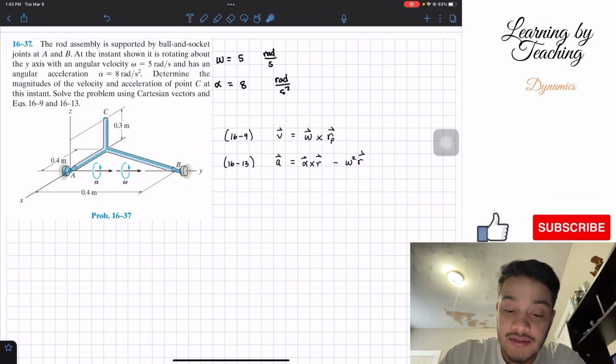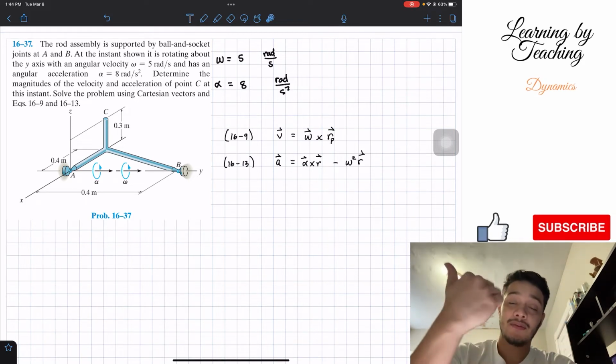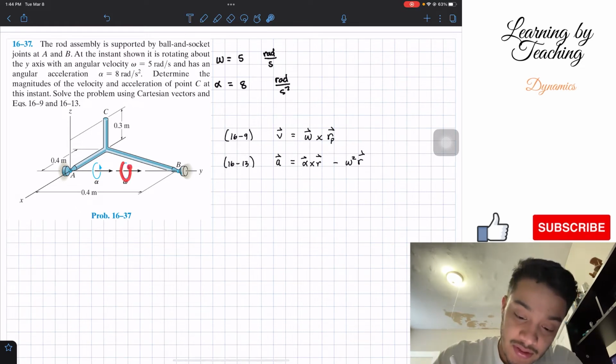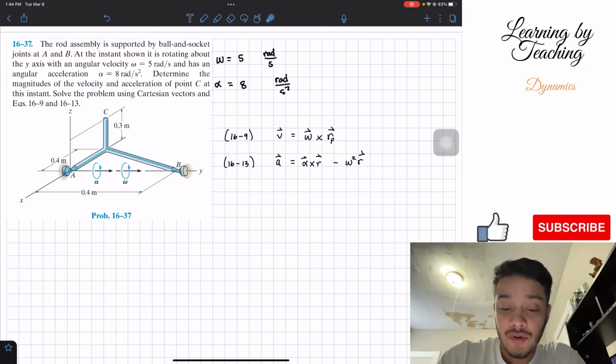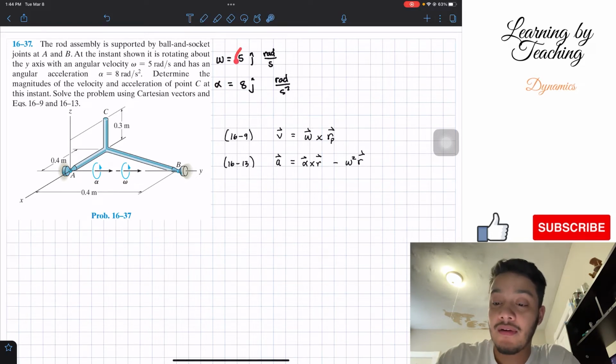But what we can say is, look, both of them are going in the positive y direction. And by the right-hand rule, if we point our thumb in the direction of it, we can see that we have to rotate in the way that these two are being displayed, okay? So we know that it's positive. Since it's positive and in the y direction, we're going to give it a j next to both of them, okay? So we'll have 5j for the angular velocity and 8j for the acceleration, okay?